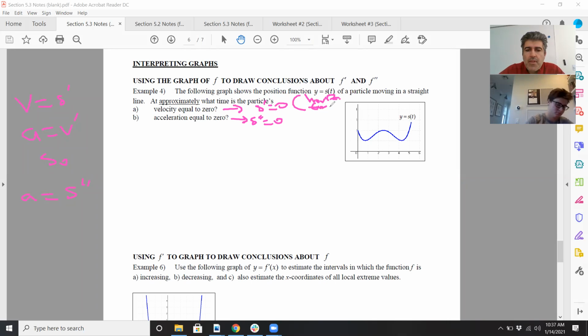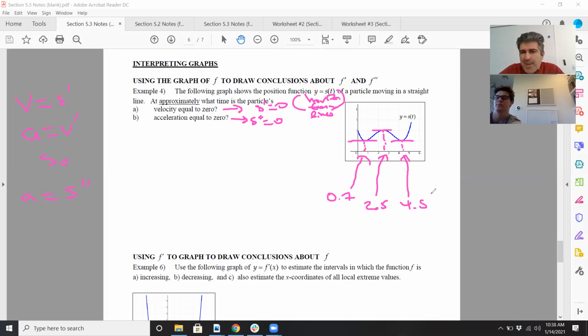When s prime equals 0, remember, you're going to have horizontal tangent lines. Where do I have horizontal tangent lines? Those places right there. Okay, so we could probably say roughly 0.7, 2.5, and maybe 4.5. I'm just kind of roughly estimating. So that's part A. So again, you're looking for horizontal tangent lines. That's all.